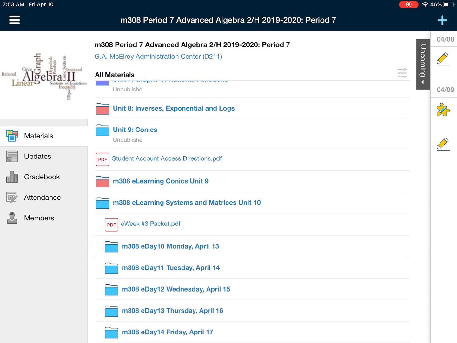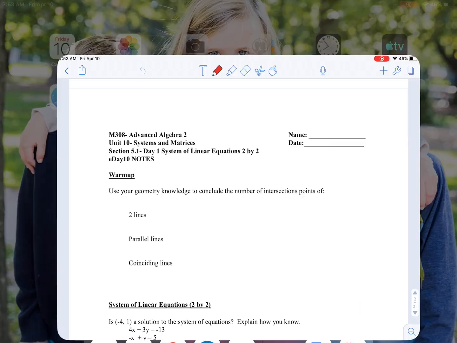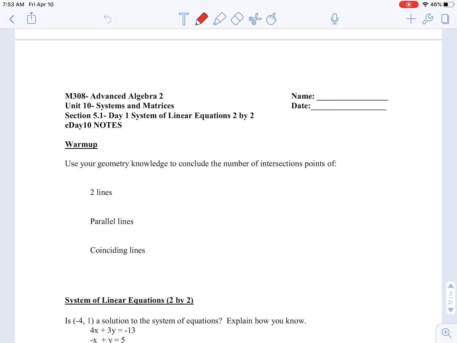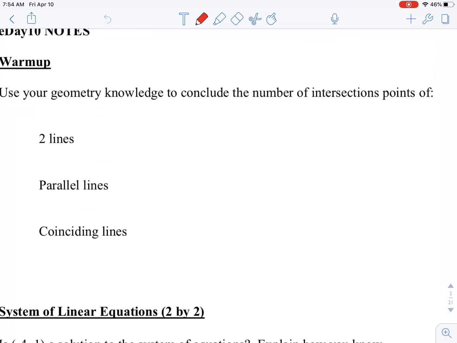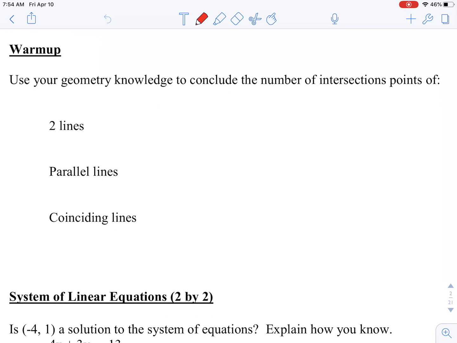link to these videos. Our first lesson today is going to be on 2x2 system solving using substitution and elimination. This lesson should feel very familiar to you from Algebra 1. Just a little warm up here. You can pause this video and try this on your own. Just using your geometry knowledge, see if you can conclude the number of intersection points. Pause the video and see how you do.